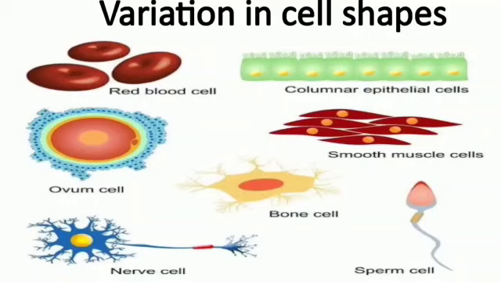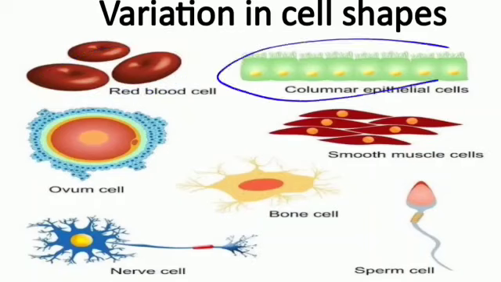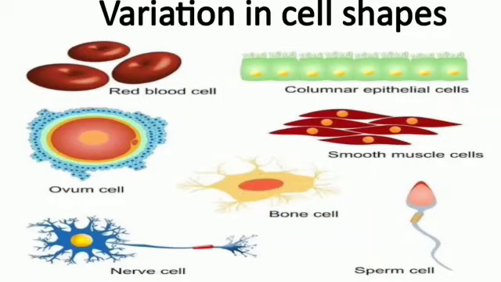Cells show a great variation in their shapes such as spherical, example eggs of many animals, spindle shape, example smooth muscle cells of our body. Next is elongated and branched, example is nerve cells. These nerve cells are the cells of our brain. Sperm cells, these are oval and long. Here you can see red blood cells, these are oval in shape and curved. And these columnar epithelial cells are cuboidal in shape.